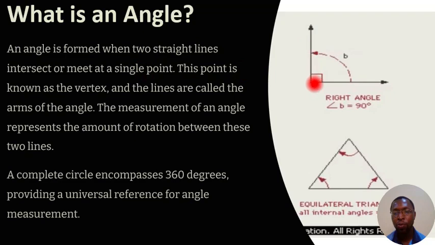Look at this straight line here. Look at another straight line here. You can see that they are meeting at this point here. That point where they meet is what we call an angle.